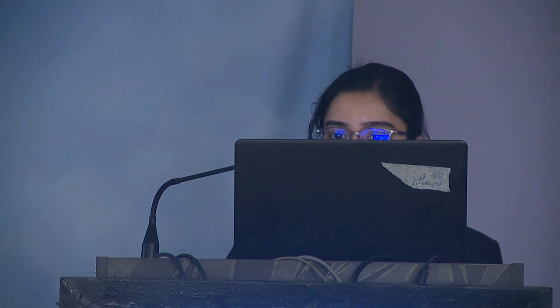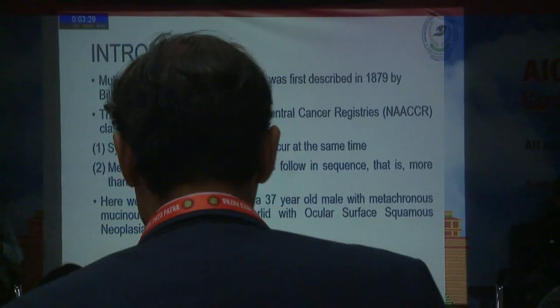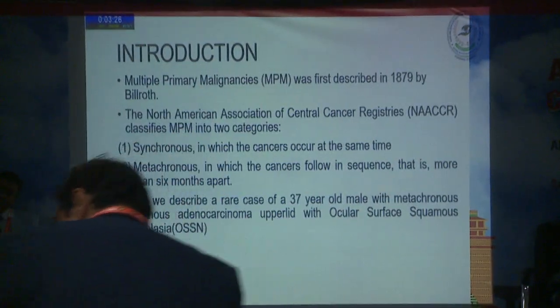I'm Dr. Keerthana A. I'm presenting a rare case of metachronous mucinous adenocarcinoma of the upper lid and OSSN. Multiple primary malignancies were first described in 1879 by Billroth. The North American Association of Central Cancer Registries classifies multiple primary malignancies into two categories. The first one is synchronous, in which the cancers occur at the same time, and metachronous, in which the cancers follow in sequence, that is, more than 6 months apart.